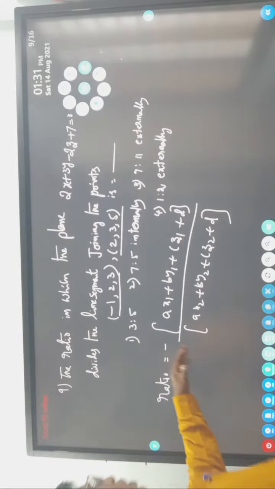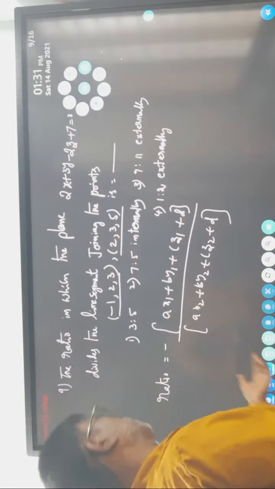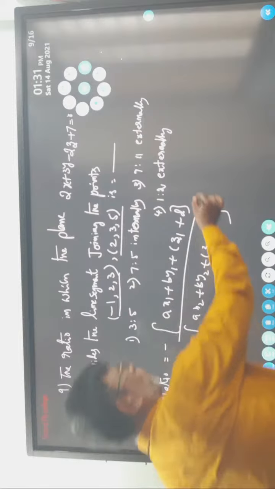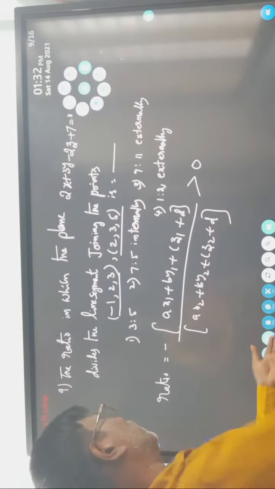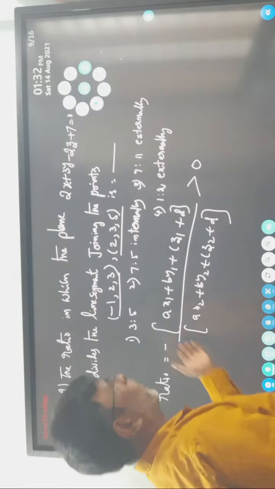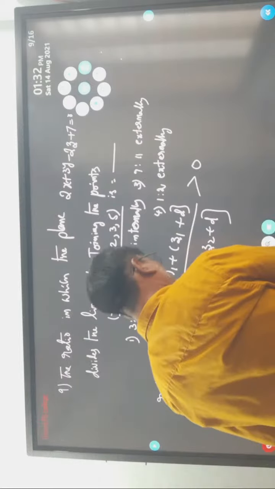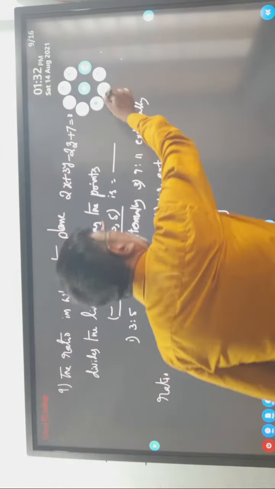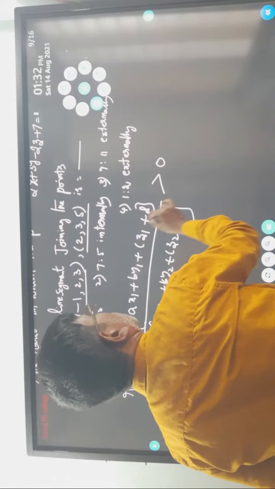So the line joining these two points divides. If the result is positive, greater than 0, it means the point divides internally. If it is negative, with this sign, then it divides externally. Let us discuss this one. Apply the formula there. What is the plane given?